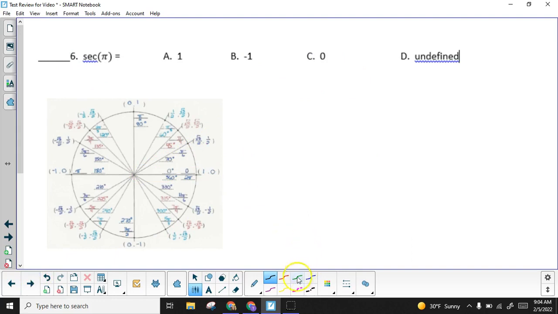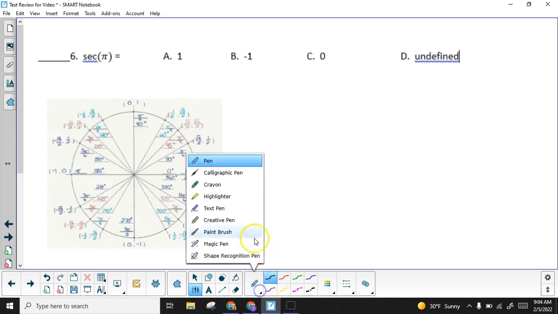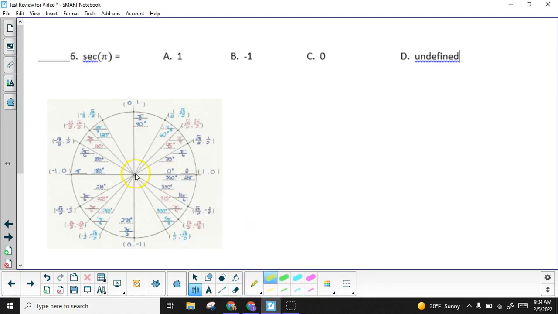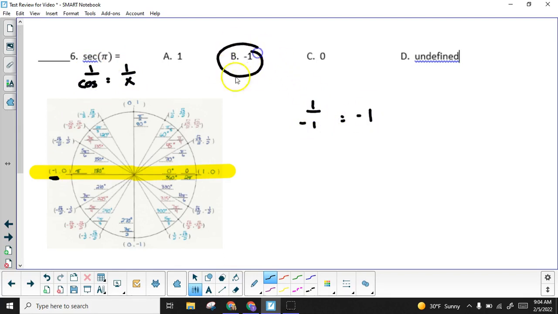Number 6, the secant of pi. Okay, well, a couple things here. We need to talk about where pi is. Here's our initial side, and our terminal side is over here. So our coordinates are -1, 0. Secant is the reciprocal of cosine, and cosine is our x. So this is 1 over cosine, which is going to be 1 over our x coordinate. Our x coordinate is -1, so 1 over -1 gives us a value of -1, and we will choose B for number 6.